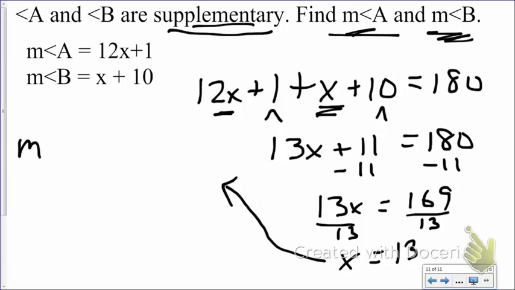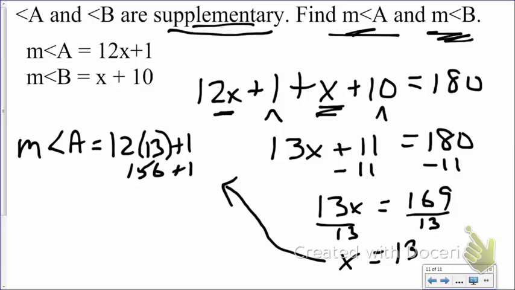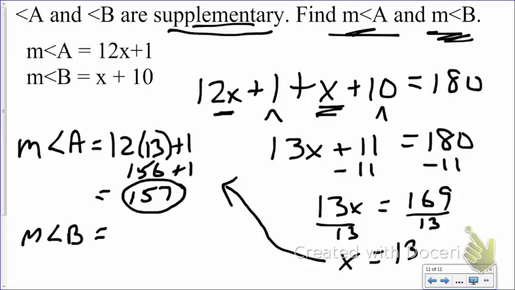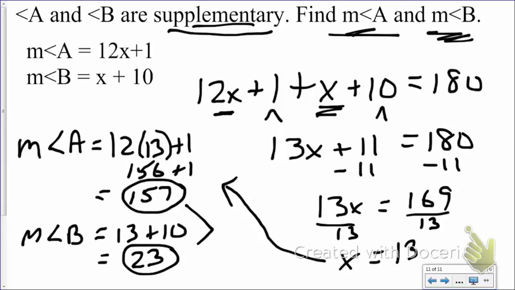I'm going to plug that 13 into the formula for the measure of angle A. 12 times 13 plus 1. 12 times 13, you might have to get your calculator out, but that adds up to 156. And 156 plus 1 equals 157. Now hopefully angle B is going to add up to 23 because they have to add to 180. And so if I plug that in, I get 13 plus 10, and sure enough, it adds up to 23. So it seems to work because 157 and 23 add to 180, so they are supplementary.